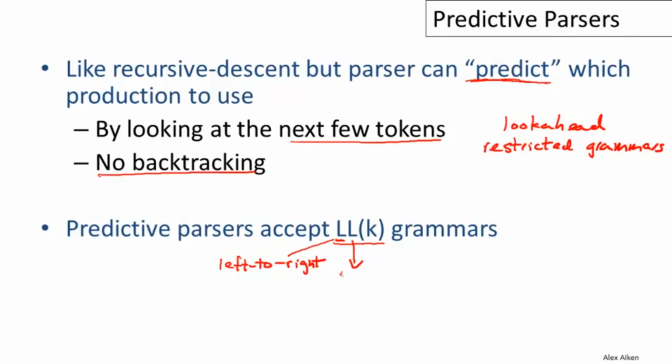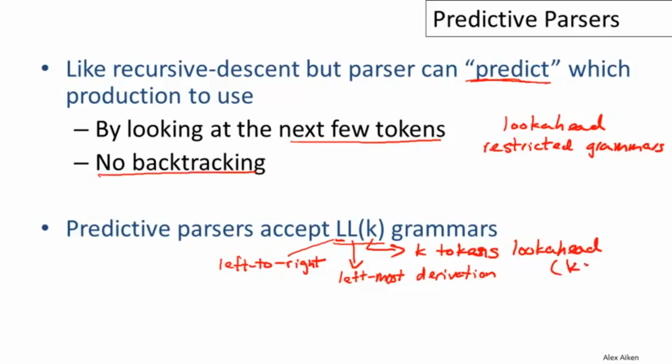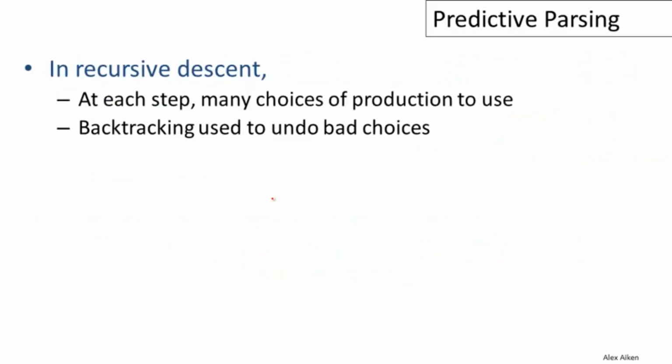The second L stands for a leftmost derivation. So we are constructing a leftmost derivation. That means we're always working on the leftmost non-terminal in the parse tree. And k here stands for k tokens of lookahead. While the theory is developed for arbitrary k, in practice k is always equal to 1. And so in fact, we'll only discuss the case k equals 1 in these videos.